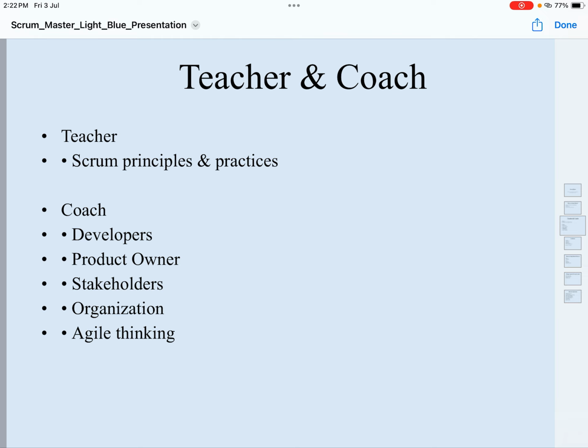Here you do not have to passively tell about the Scrum framework or other things, for example, sprint events. No, you do not need to just preach about the kinds of practices which come under Scrum. You have to be very active while you are delivering coaching. So in coaching, you will be asking the right questions.